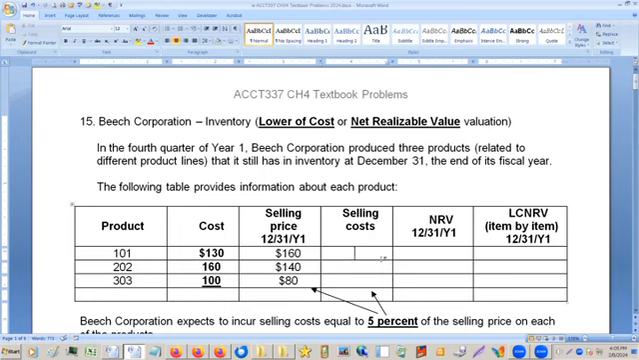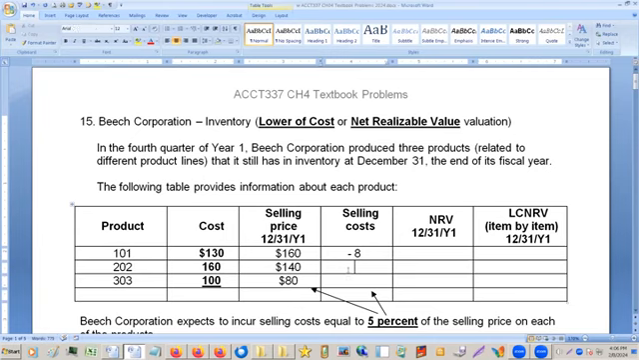I'll try to turn the mic off when I cough, but $8. Okay, so that's going to take away from our net realizable value.